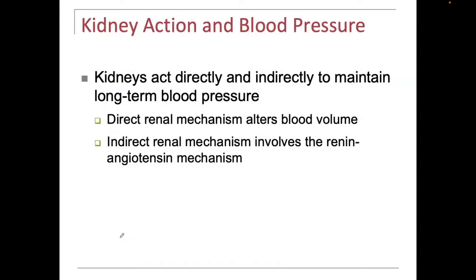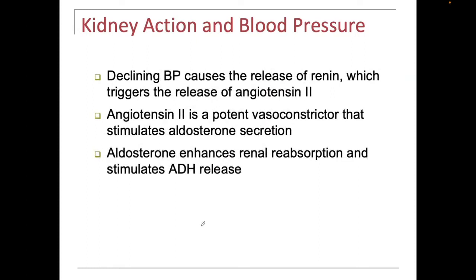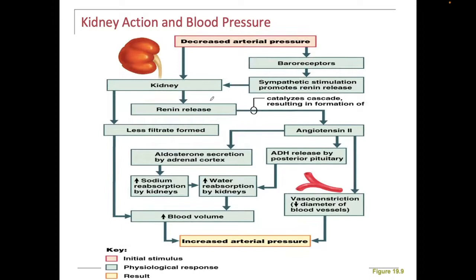Okay, so we went over the kidneys. I went over this already, but here's the picture. This is kind of like going over the RAS system, the renin, aldosterone, angiotensin system. So if you have decreased blood pressure, the baroreceptors pick that up and it's going to send a signal to the kidneys.